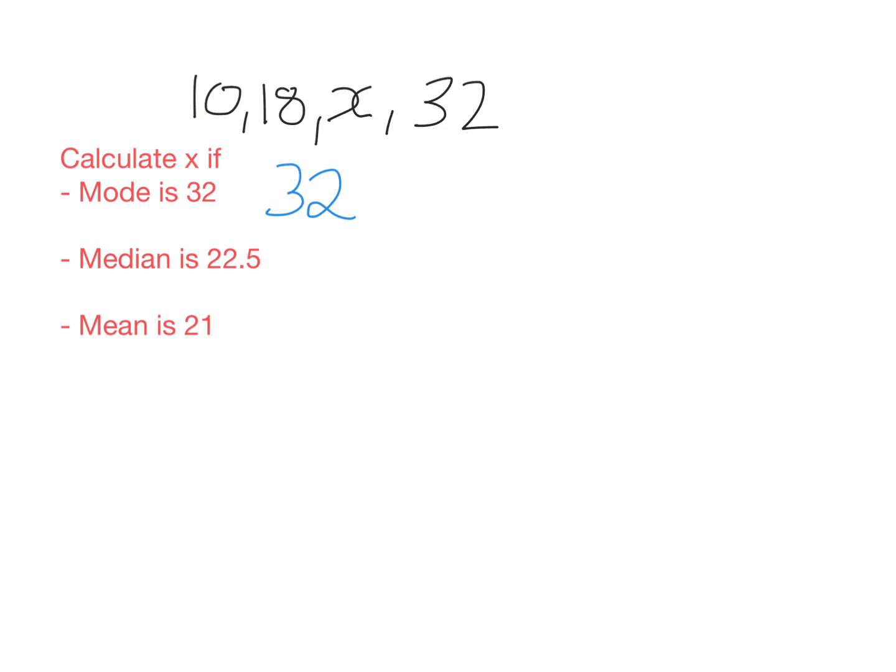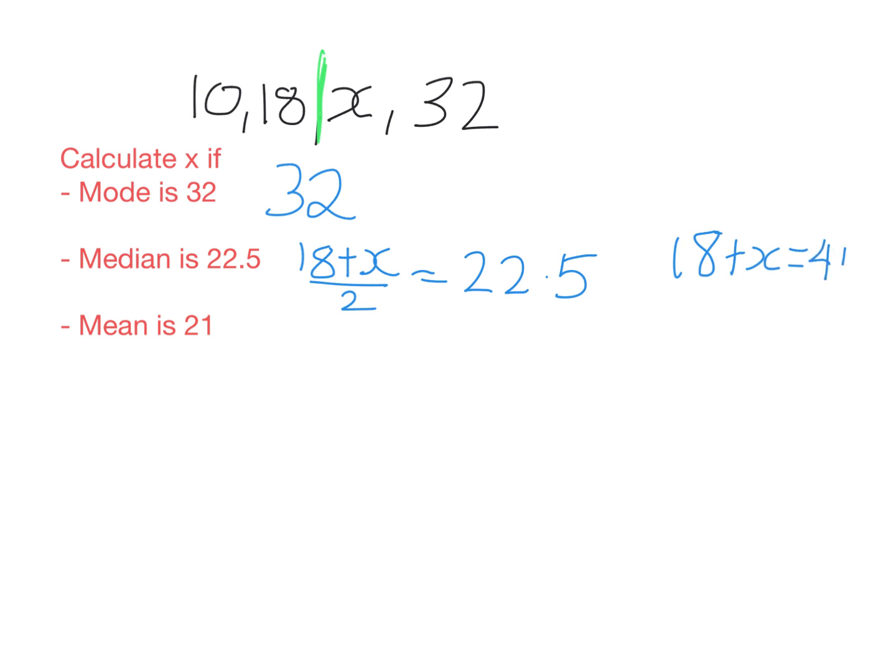All right, let's now look if the median is 22.5. So there's an even number of scores here. The median will be halfway between the two middle scores. So as I said in the previous slide, when there are two middle scores, you can find the median by adding them up and dividing by 2. So here we're told that that number is 22.5. So let's just solve this equation. Timesing each side by 2, we get 18 plus x equals 45, and then we simply subtract 18 from both sides to get 27. This score must be 27 if the median of the 4 numbers is 22.5.